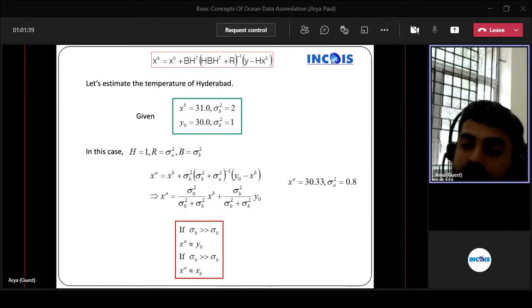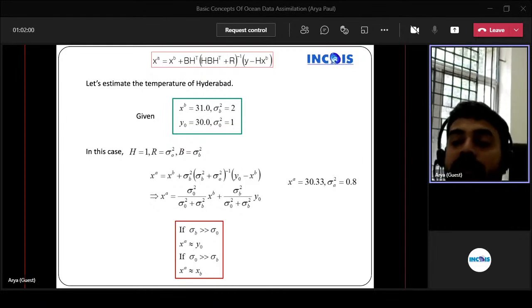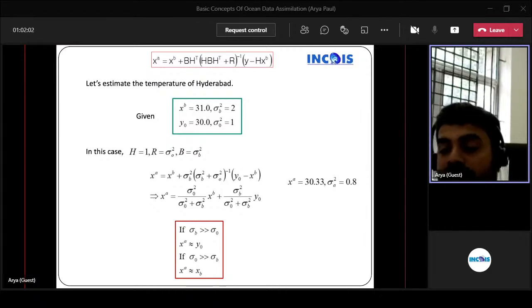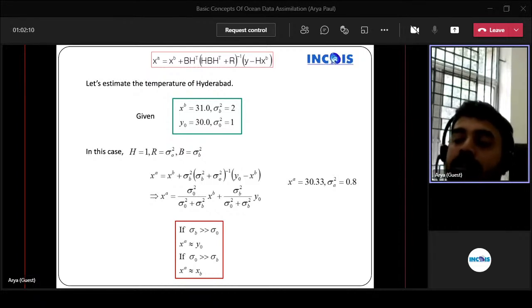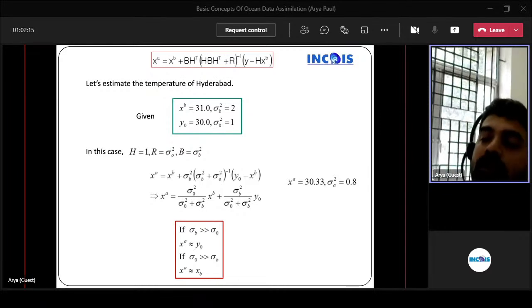Not only that, we can say that the temperature of the room is 30.33 plus minus 0.8. Earlier we were saying 30 plus minus 0.1. Even the certainty with which you were observing it had a variance of about plus minus 1 degree centigrade. After data assimilation, you are more certain that the temperature of this room is 30.33 plus minus 0.8, which means you have gone closer to the truth.